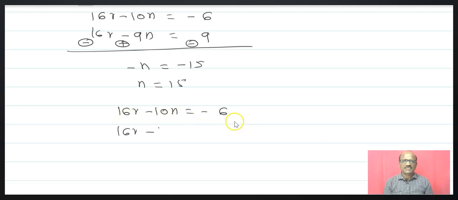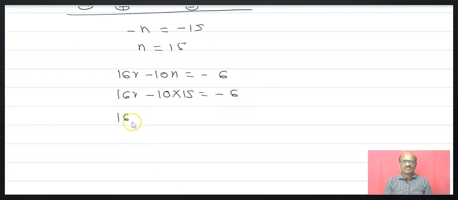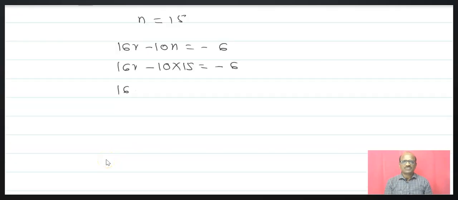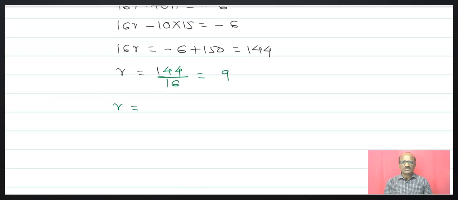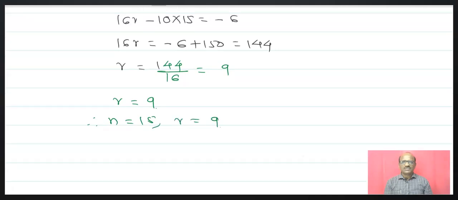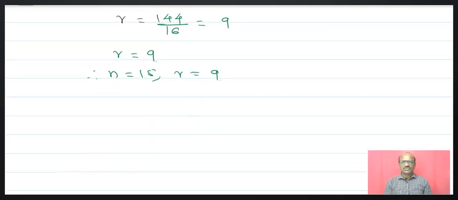16r minus 10n is equal to minus 6. Substitute in any equation. I have taken this equation, you will get 16r is equal to minus 6 plus 150, that is equal to 144. Therefore, r is equal to 144 upon 16, that is equal to 9. r is equal to 9. So n is equal to 15 and r is equal to 9.